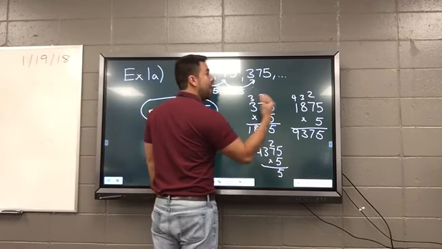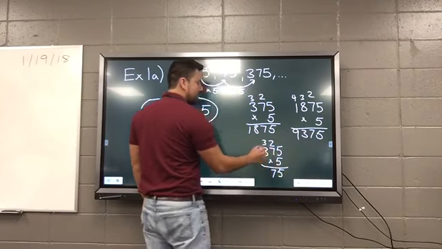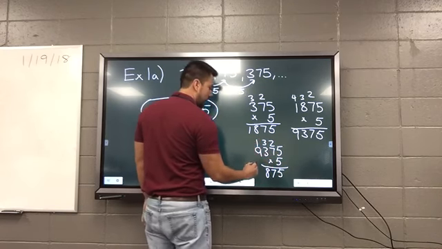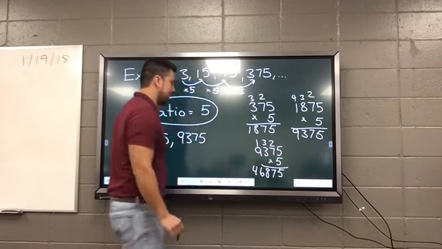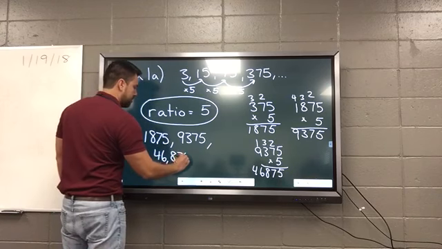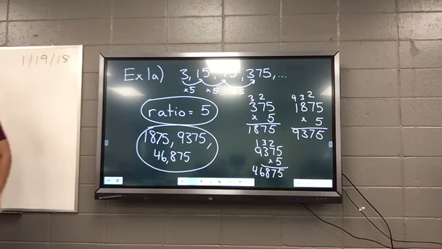5 times 7 plus 2. 5 times 3 plus 3. And 5 times 9 plus 1. 46,875. So those are the next 3 terms in that sequence. Okay? You guys get that? Not too bad. I think this one's going to be hopefully the ones you nail. You're just going to get them. You know them. Any questions on geometric sequence?